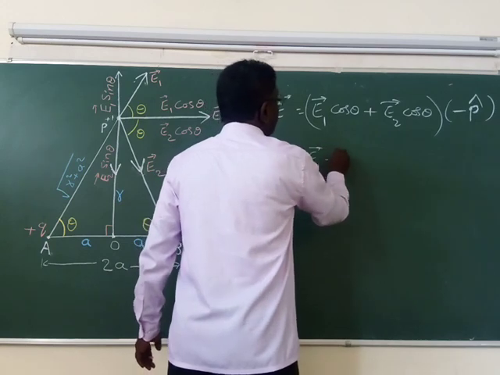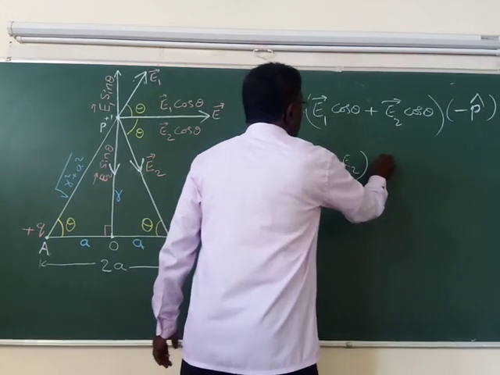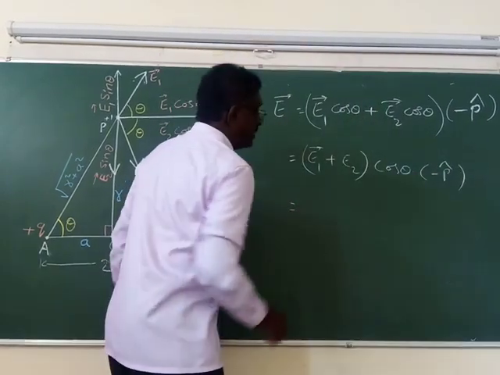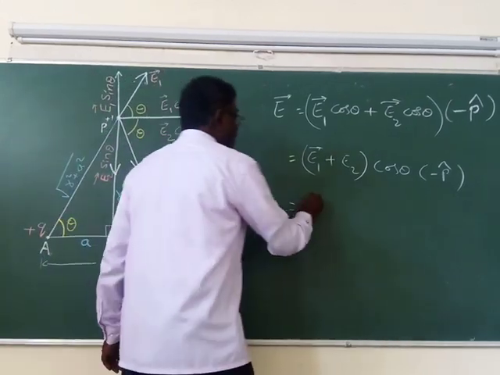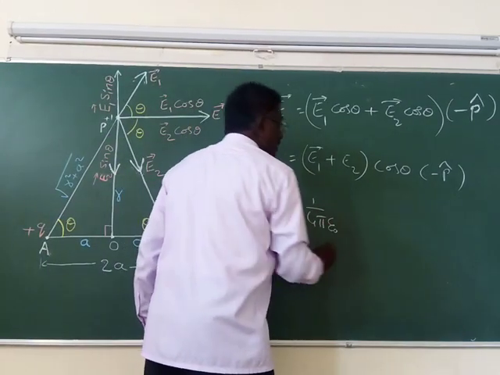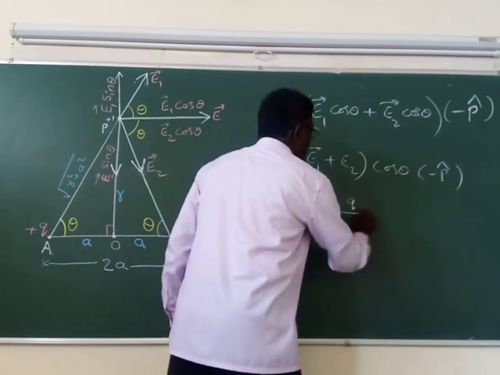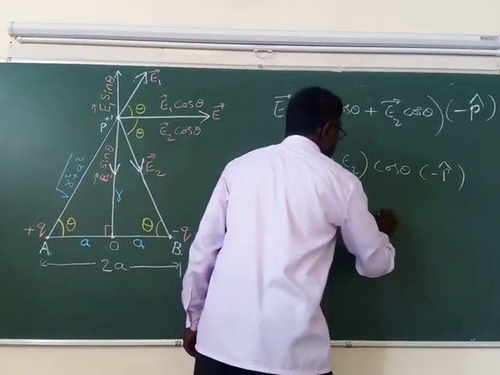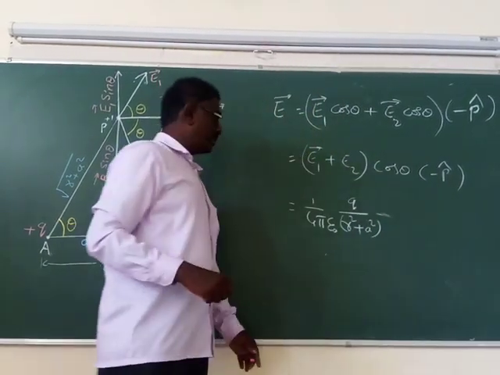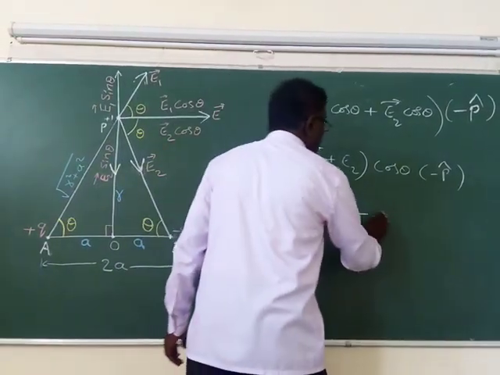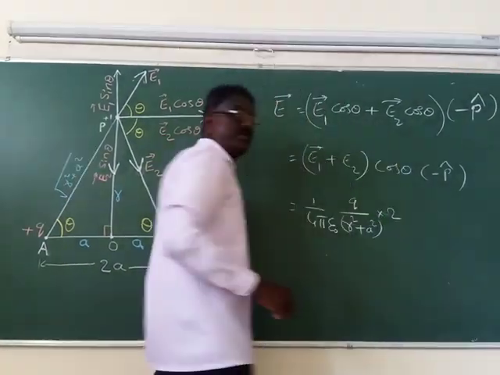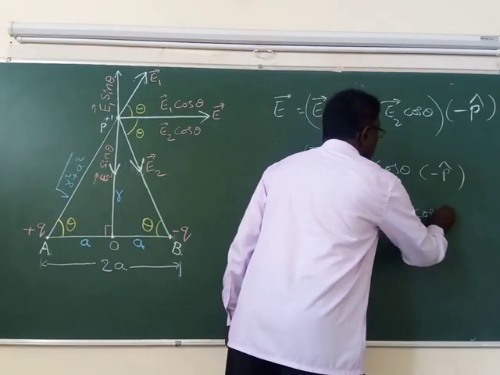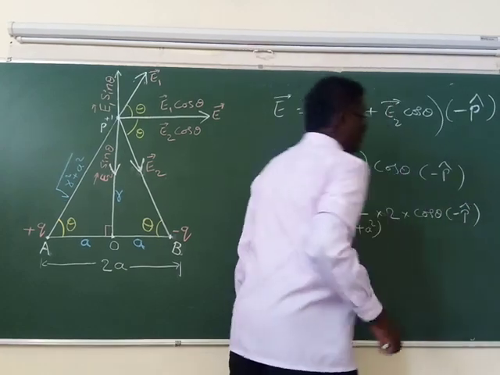E1 plus E2 into cos theta into minus p cap. What is E1? 1 by 4 pi epsilon naught, 2 by r square plus a square, plus E2, which is also the same in magnitude. Therefore, it is written as 2 times E1 into cos theta into minus p cap.